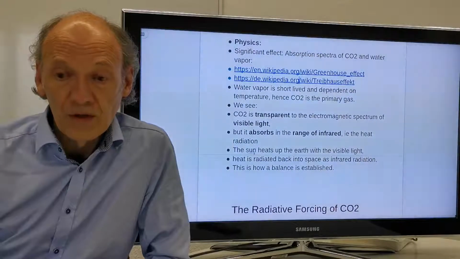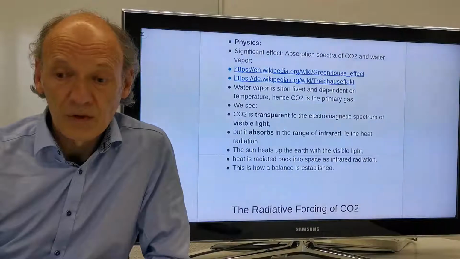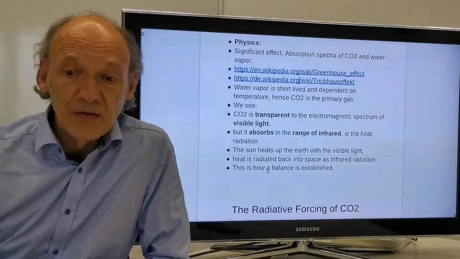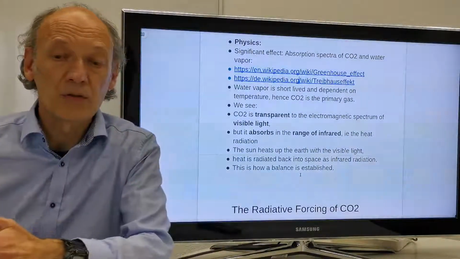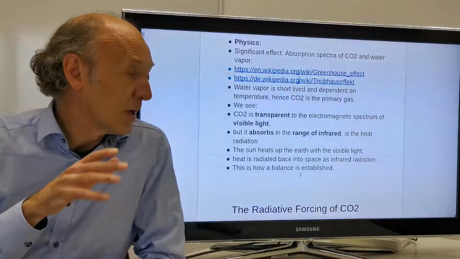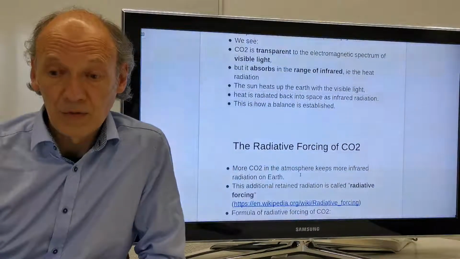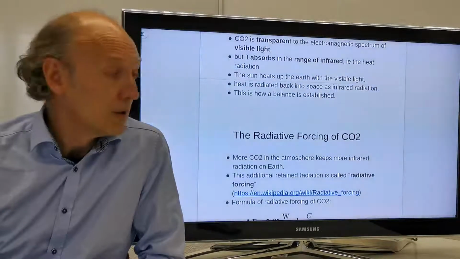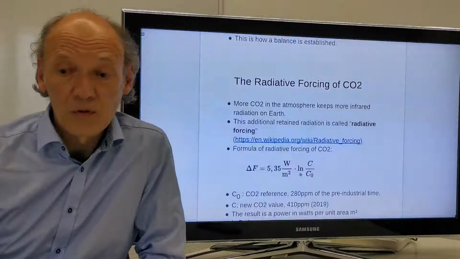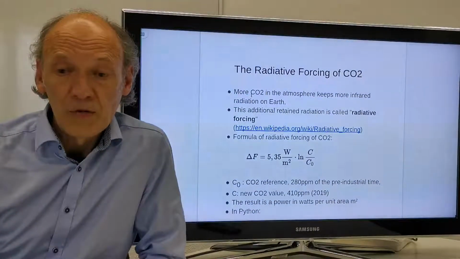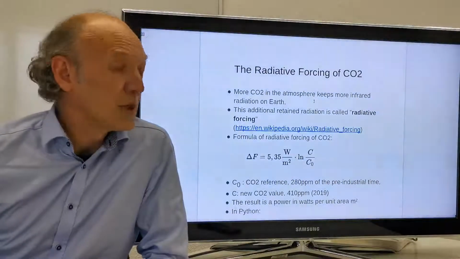So that means the sun heats up the Earth with visible light, and heat is radiated back into space as infrared radiation. And this is how a balance is established. So basically the energy coming from the sun and reflected back into space must find a balance so that we don't have changes. But this balance now is actually changed by this increase of CO2, as we will see in the following. So when we have more CO2 in the atmosphere, that means it keeps more infrared radiation on Earth.